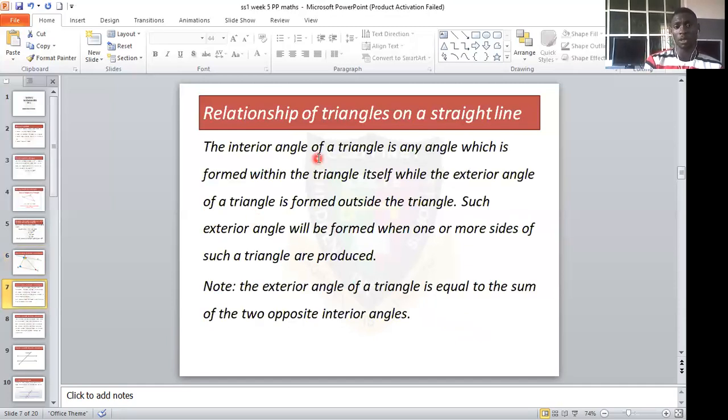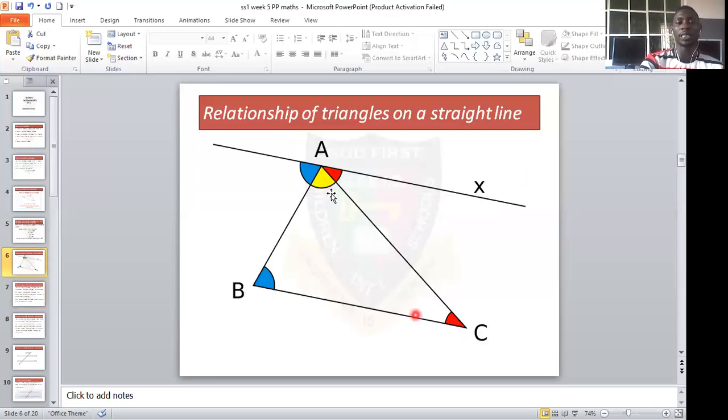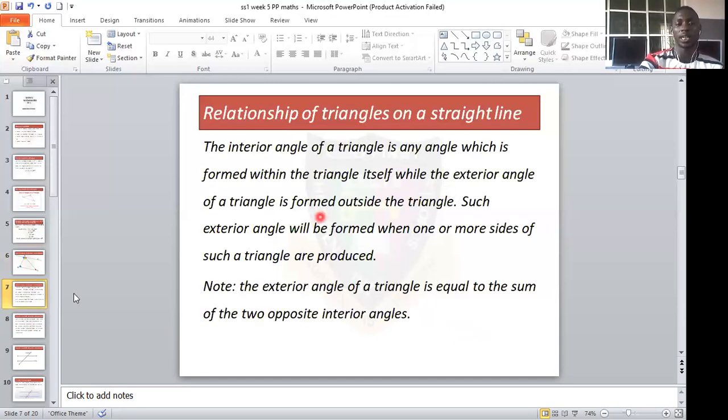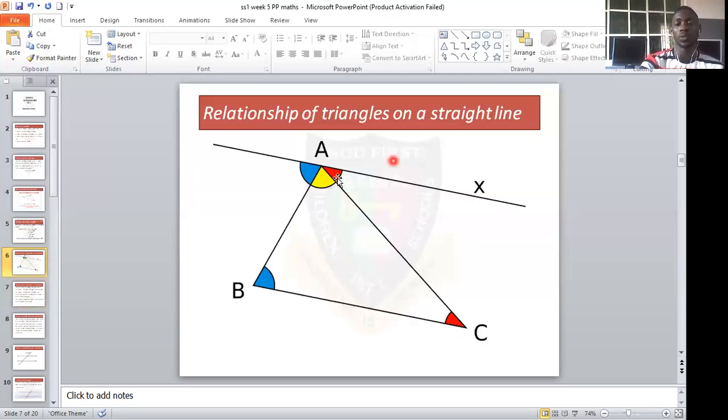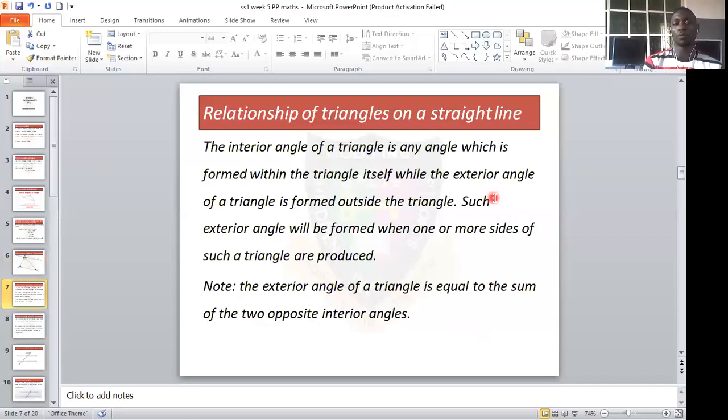The interior angle of a triangle is any angle which is formed within the triangle itself. Like I said earlier, these are the interior angles. They are made inside of the triangle. While the exterior angle of a triangle is formed outside the triangle. These are the exterior angles. Just these two, this red and the blue, are the exterior angles. The yellow is an interior angle. So such an exterior angle will be formed when one or more sides of the triangle are produced. So the angle extended from A produces an exterior angle with a straight line.